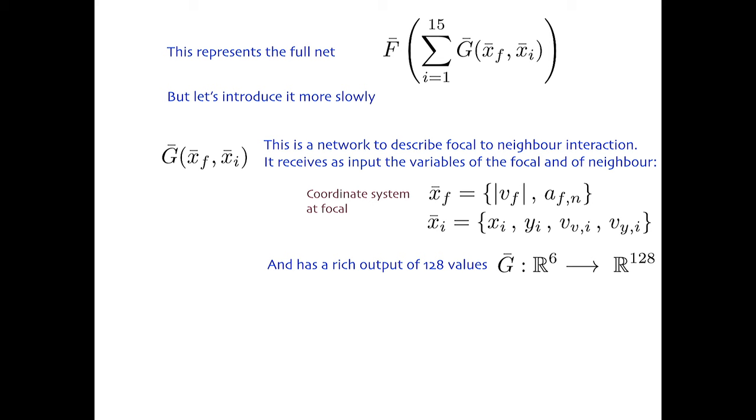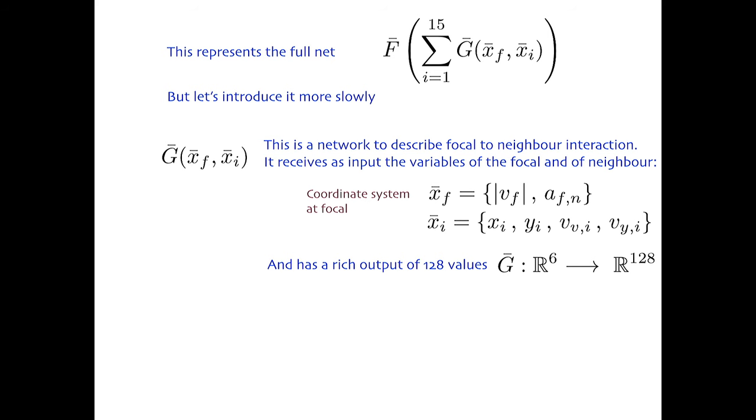For the focal, we've been trying different variables, but the ones that seem to work quite well are the position of the neighbor with respect to the focal, and the velocity as well with respect to the focal velocity. Now, the network we are using here in the simulation you just saw is a very rich one that has 6 variables as input, but it will have 128 outputs. The reason to have many of those outputs is that this is just describing the interaction between two animals, and we need some other part of the network to do the aggregation of all these interactions. And for that, we use this rich output from this network.